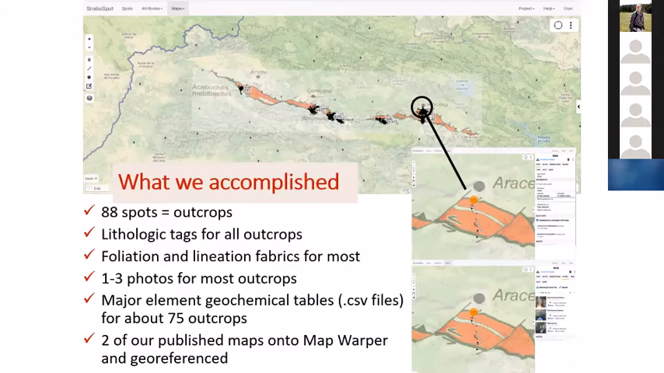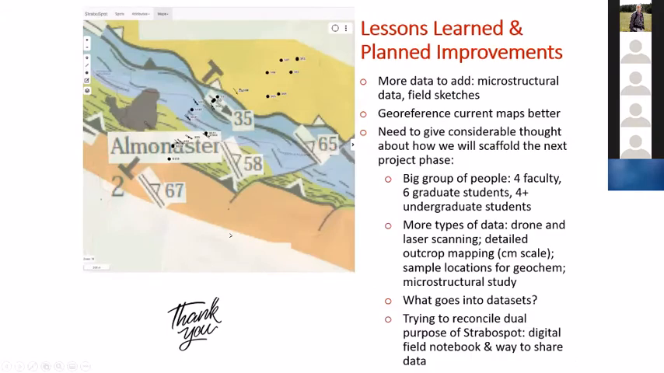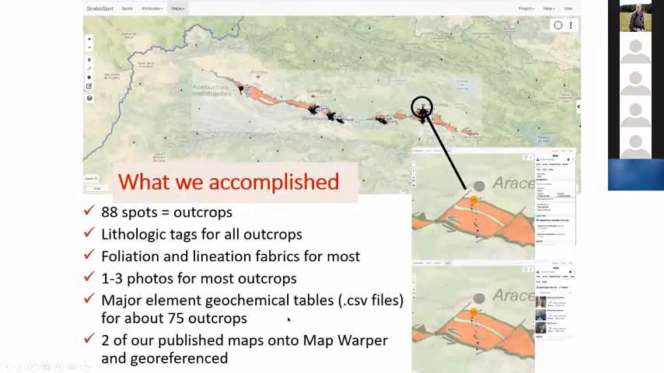A lot of foliation lineation fabrics, and we have tons more photos for a lot of the outcrops. And then we also played around with attaching CSV files that show the major element geochemistry. And then I had fun learning Map Warper, taking two of those published maps and georeferencing those. So you can see where that is. This is just zooming in, showing that spot.